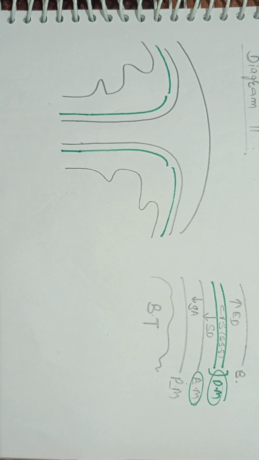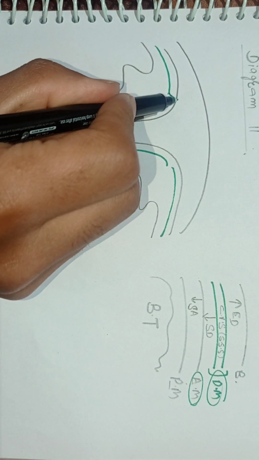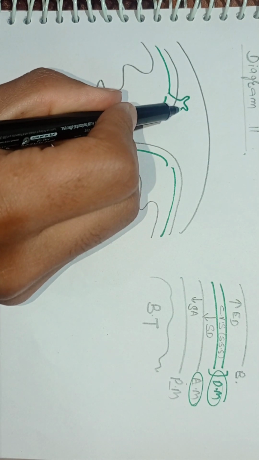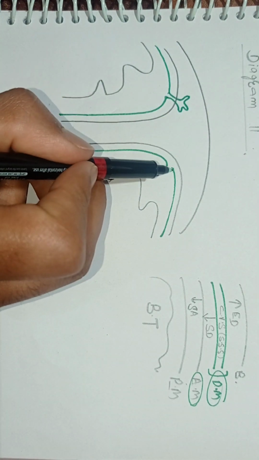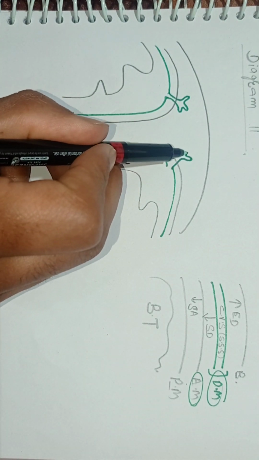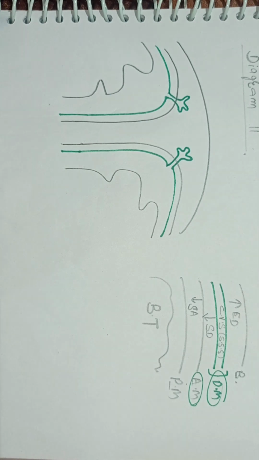So the green layer in this diagram is the arachnoid mater. This arachnoid mater has certain prolongations. Those are called the arachnoid granulations. These prolongations of the arachnoid mater are called arachnoid granulations. These arachnoid granulations project into the superior sagittal sinus.